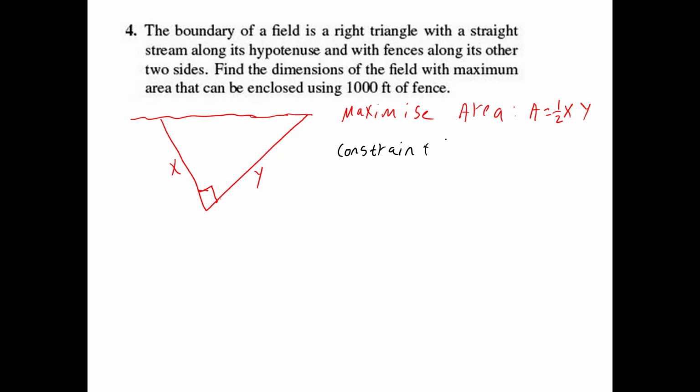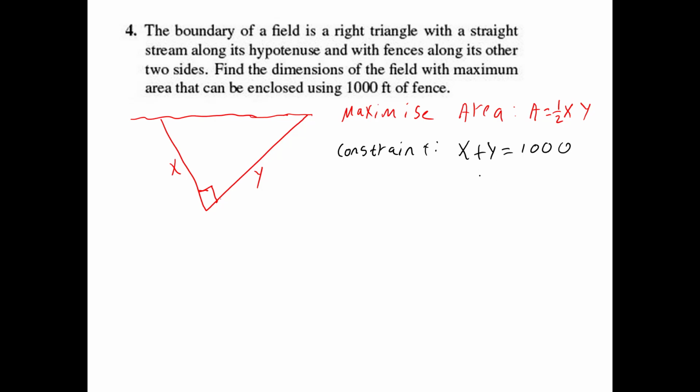And so then your constraint comes from the fact that we don't have an endless amount of fencing. It says find the dimensions of the field with the maximum area that can be enclosed using 1,000 feet of fencing. So then you only have 1,000 feet of fencing. You're going to use some of the fencing here and some of the fencing here. And so then your constraint is that x plus y has to equal 1,000.